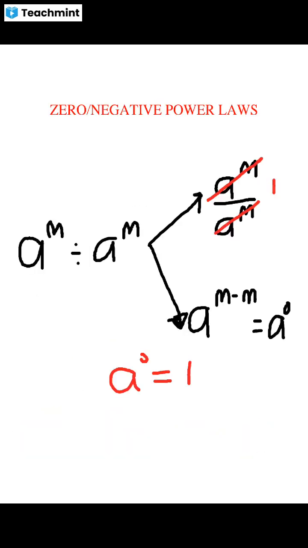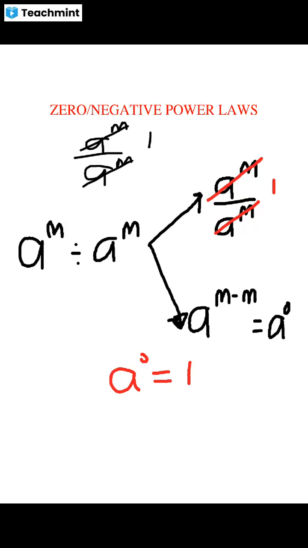Now, we also have the zero and negative power law. Both of these laws can even be extracted from our multiplication and division law. How? Now, let's assume that we have a raised to power m divided by a raised to power m. We can write a raised to power m in our normal maths divided by a raised to power m. Oh, they are the same number. We can cancel this for this and say the answer is what? 1. Yes, we are right.